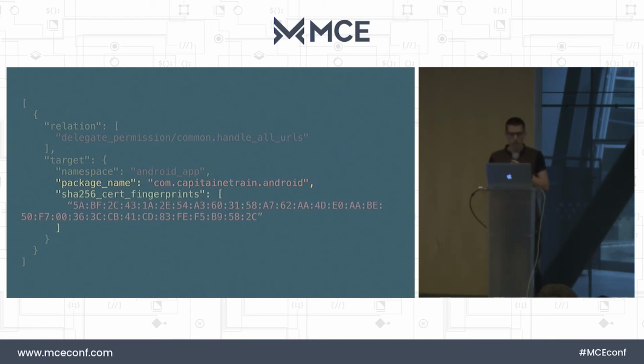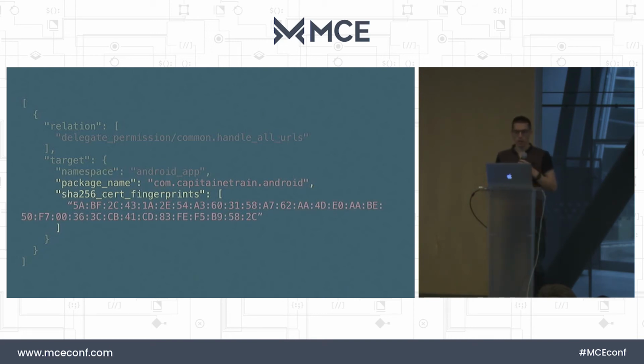com.captaintrain.android, and a fingerprint, which is a SHA-256. We'll see later how we can get this SHA, but basically it's a target. It defines a target, so a platform and a package name. In case of iOS, you can replace the namespace with iOS app, and you won't have a package name, but you will have the app ID, which is basically the app ID that you can find on iTunes.